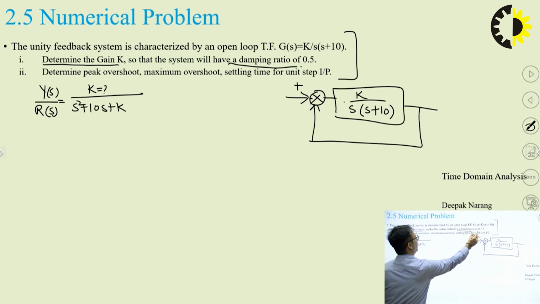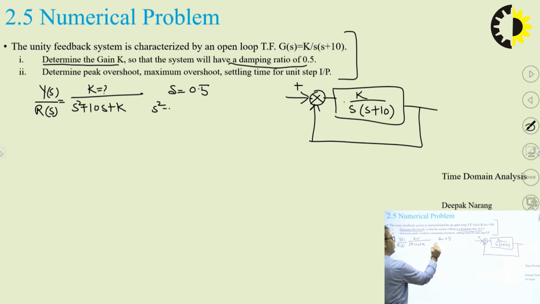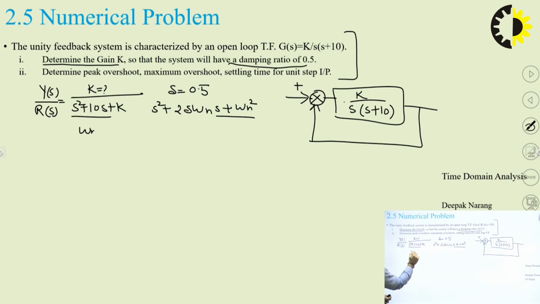The system has a damping ratio of 0.5. So delta is given to us as 0.5. Now what is our standard equation? The standard equation is s square plus 2 delta omega n s plus omega n square. If we compare these two equations, we observe that omega n square is equal to k. It means omega n is equal to square root of k. And secondly, we see 2 delta omega n is equal to 10.